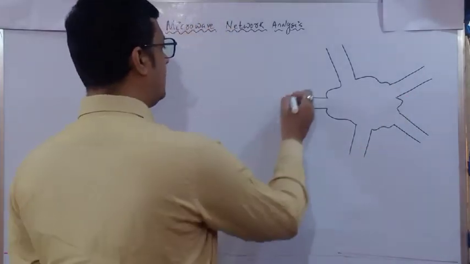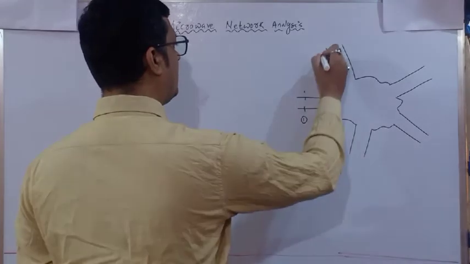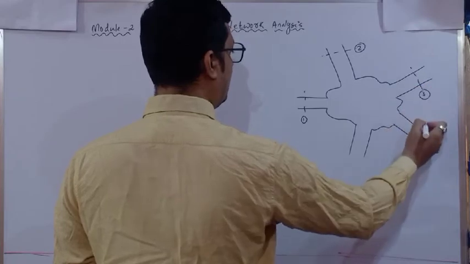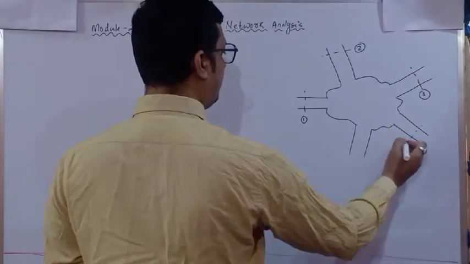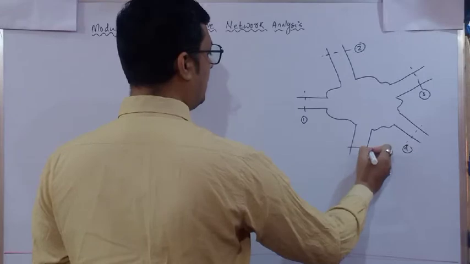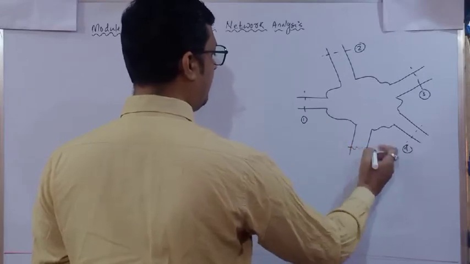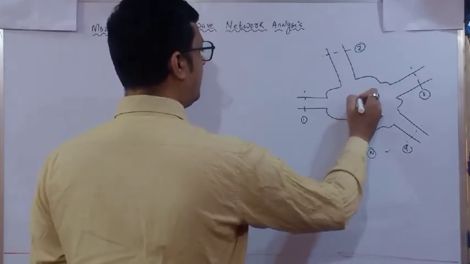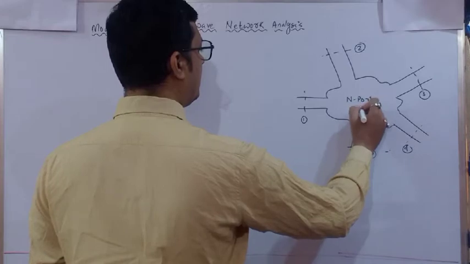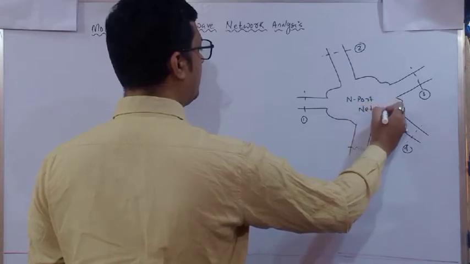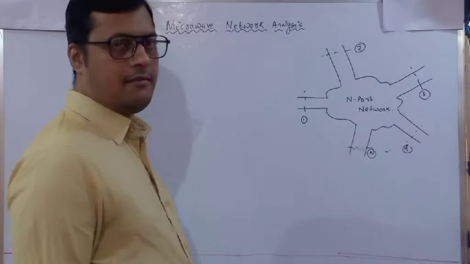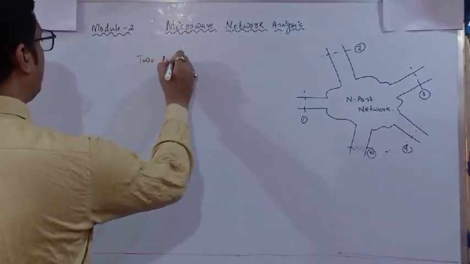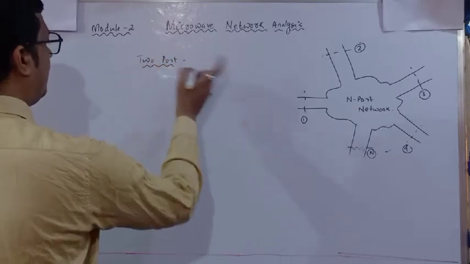Okay, so let this be port 1, let this be port 2, let us consider this is port 3, let us consider this is port 4, dot dot dot, let us consider this is the nth port. Okay, it is called an nth port network. Now, for example, if I am representing a two port network, first we will see the basics and then we will enter the nth port.